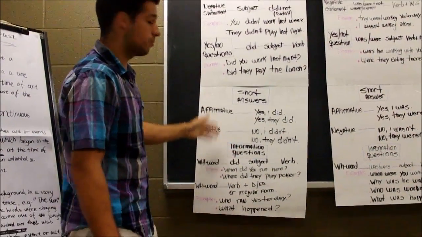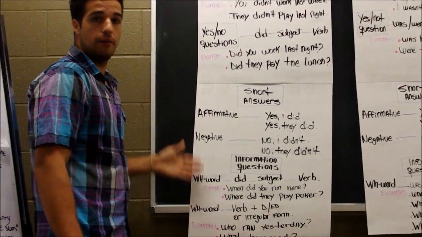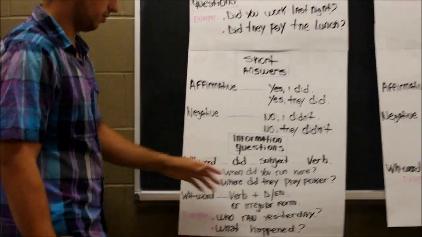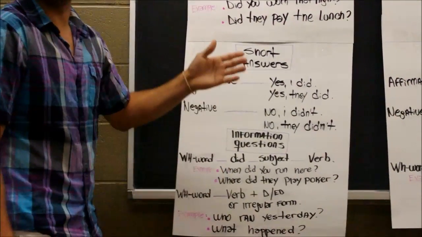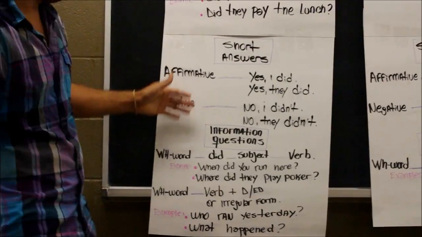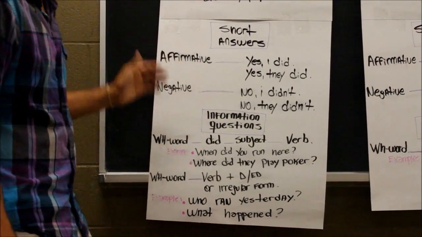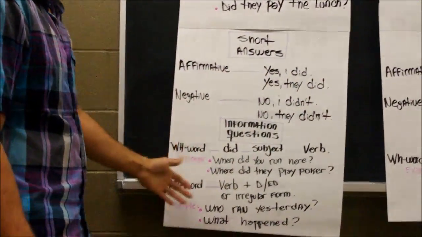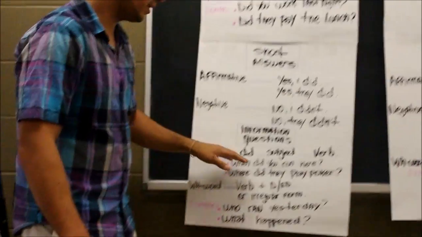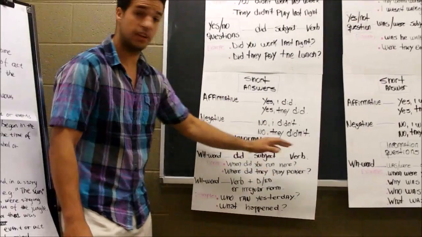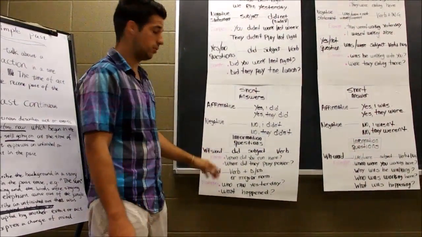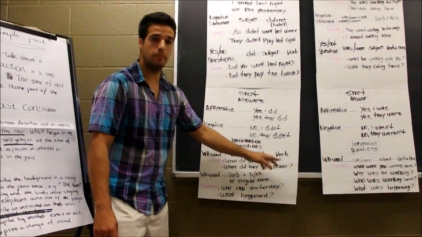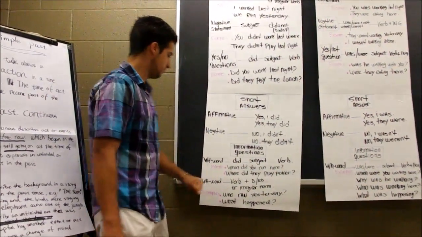Information questions use the WH word, for example, when, where, why, or what. It is the WH word plus did, the subject, and the verb. For example, when did you run here? Another example is, where did they play poker?